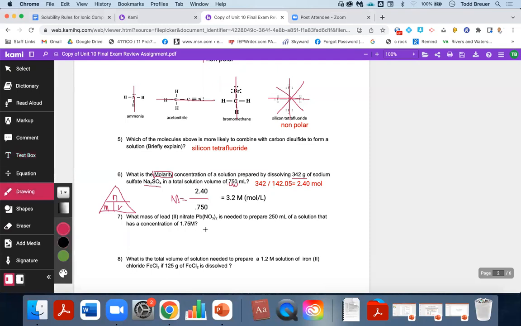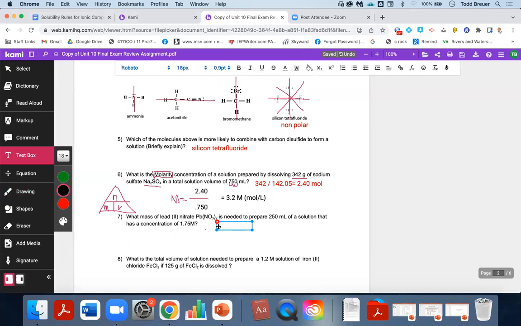So to get the mole amount, let's start this problem by creating the mole amount. 1.75 times 0.250, and that's going to equal N, or the mole amount. 1.75 times 0.25, and we get 0.438 mole, and it's asking for a mass.